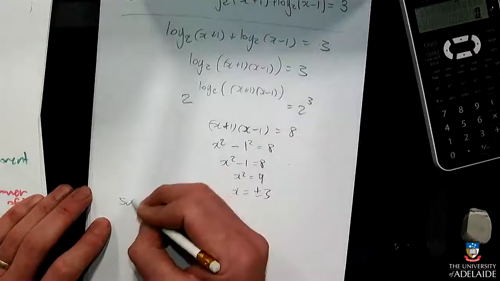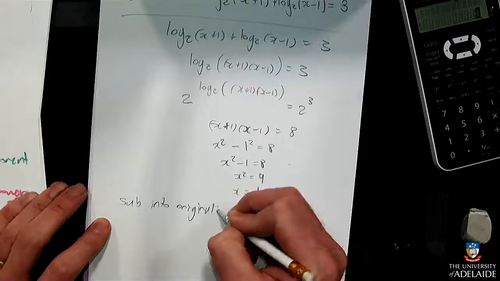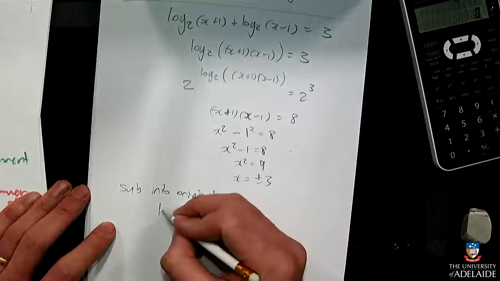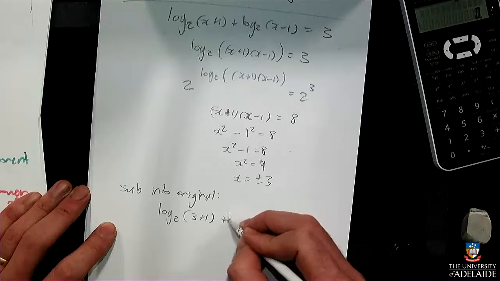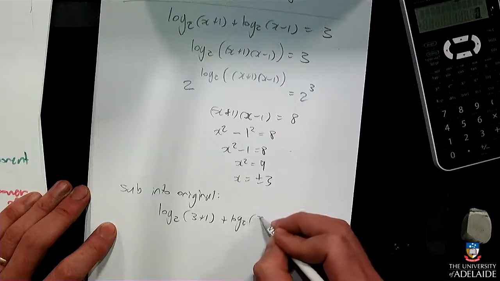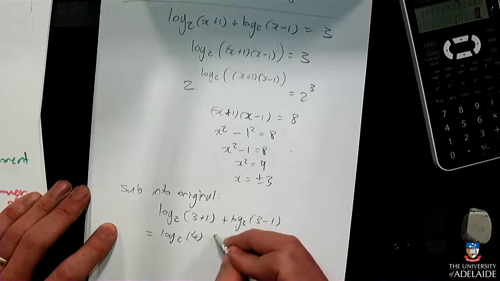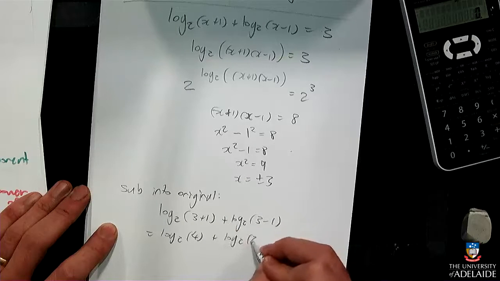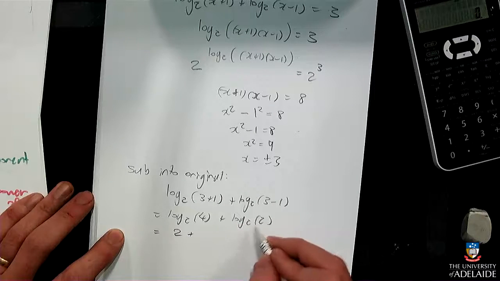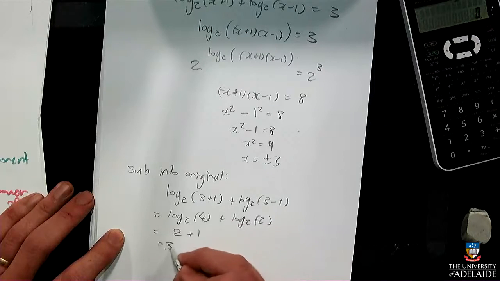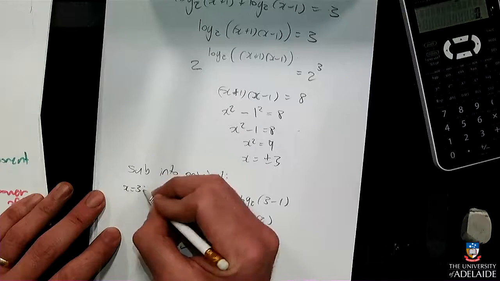So, okay, so log 2 of 3 plus 1 plus log 2 of 3 minus 1 is log 2 of 4 plus log 2 of 2, and that's log 2 of 2 squared, and that's log 2 of 2 to the 1, which is 3, and that's correct. So that's x equals 3.